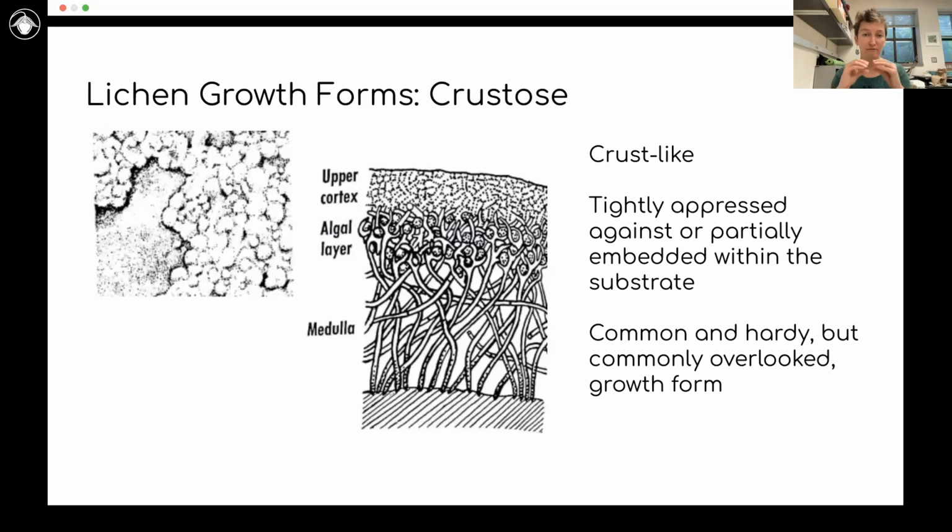So crusts grow very close to the substrate, sometimes even partially embedded within it. And they are a very common and hardy growth form of lichens, but commonly overlooked. And even once people learn about them, including lichenologists, they are also commonly avoided because they can be very difficult to identify. They can be very cryptic, but also often to identify a crust lichen, you need a microscope to look at a lot of microscopic features. It's not universally true. There are some that are very distinctive, but this is generally the case.